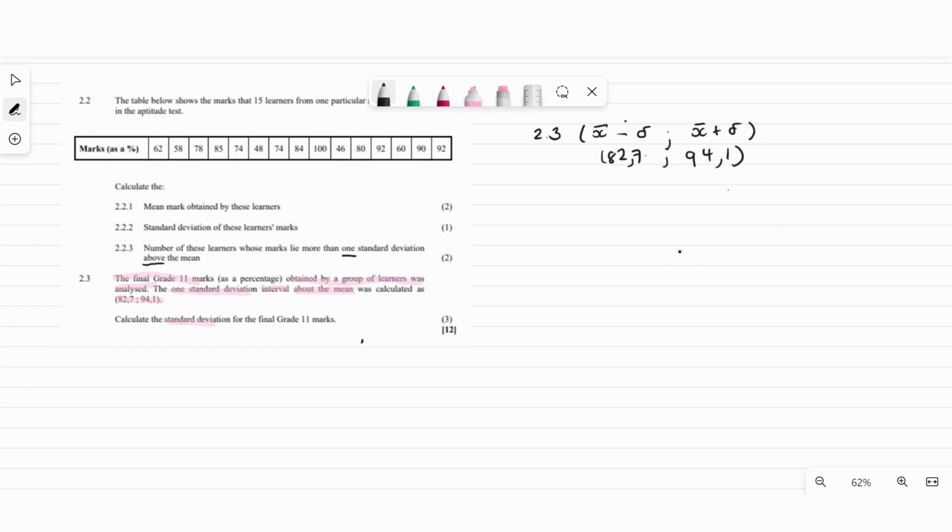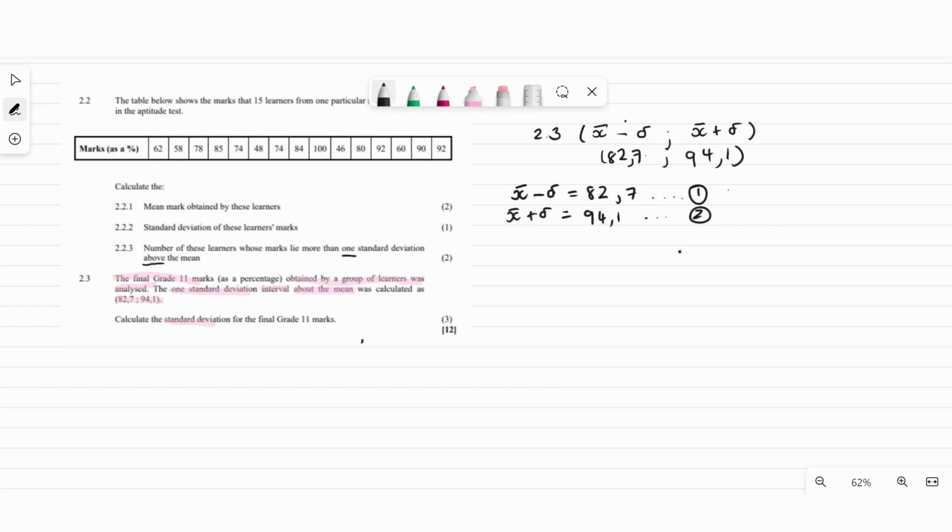We have 2 unknowns, so we can use simultaneous equations. But here we're only going to solve for the standard deviation, because that's what the question wanted. So x bar minus standard deviation is equal to 82.7, and you make this your first equation. Then equation 2, which is x bar plus standard deviation, is equal to 94.1, which is the second equation. So now we need to make x bar the subject of the formula.